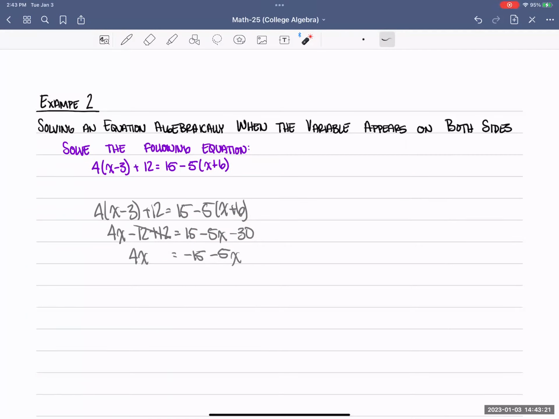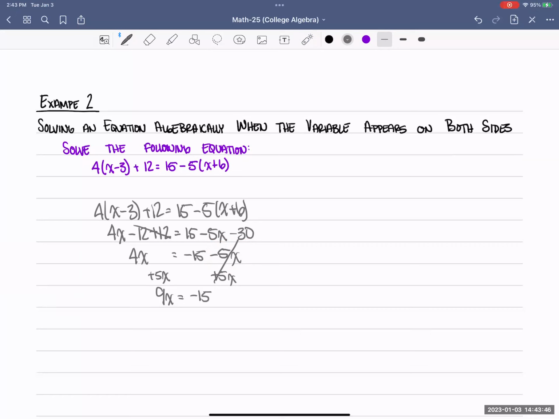So to move it over, we're going to do the opposite of the sign. So we have a negative 5x. So what we're going to do is add 5x to both sides. 5x and negative 5x subtract out. And that leaves us with 9x is equal to a negative 15.